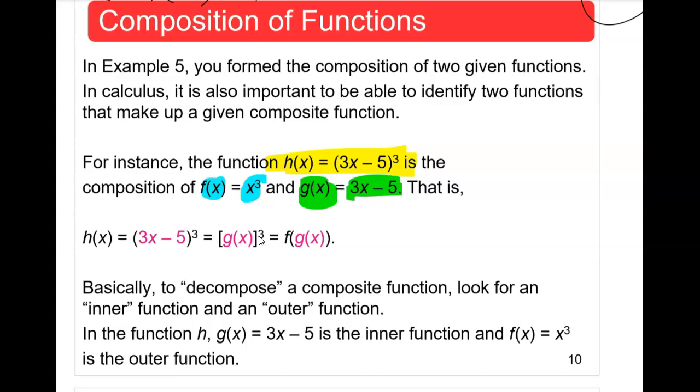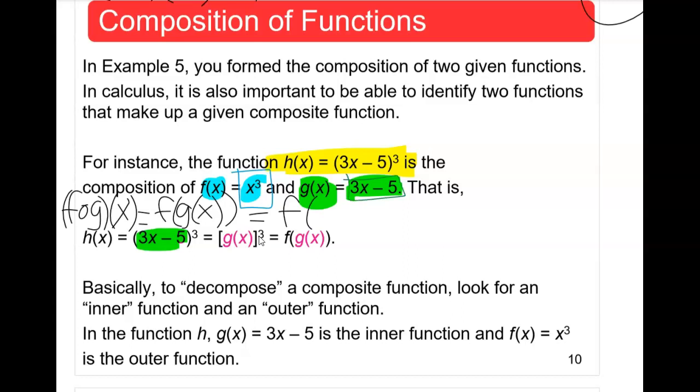So what's happening here is that we're entering function g inside function f, and so it will be something like this. Well, it is f of g of x, which is equal to f of the equation of g of x, which is here, 3x minus 5.